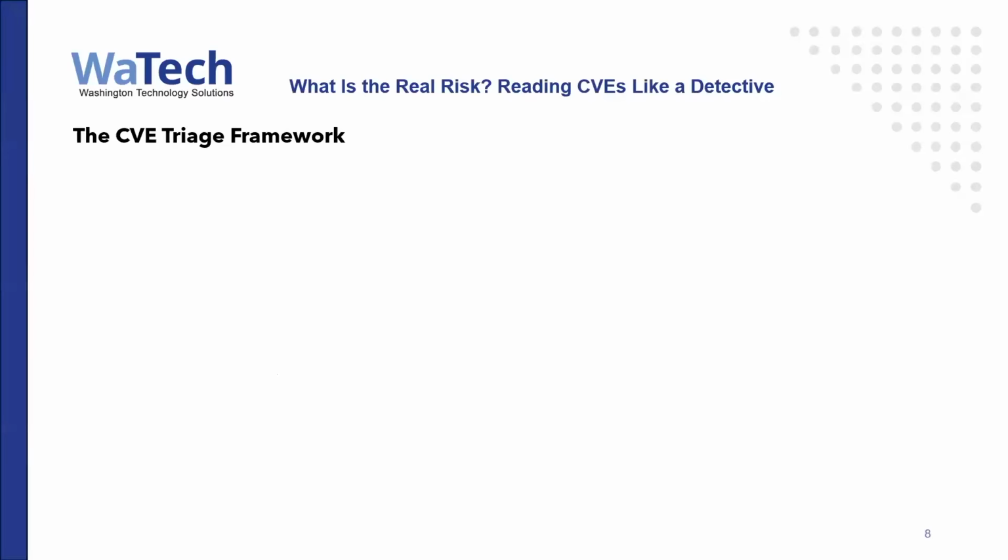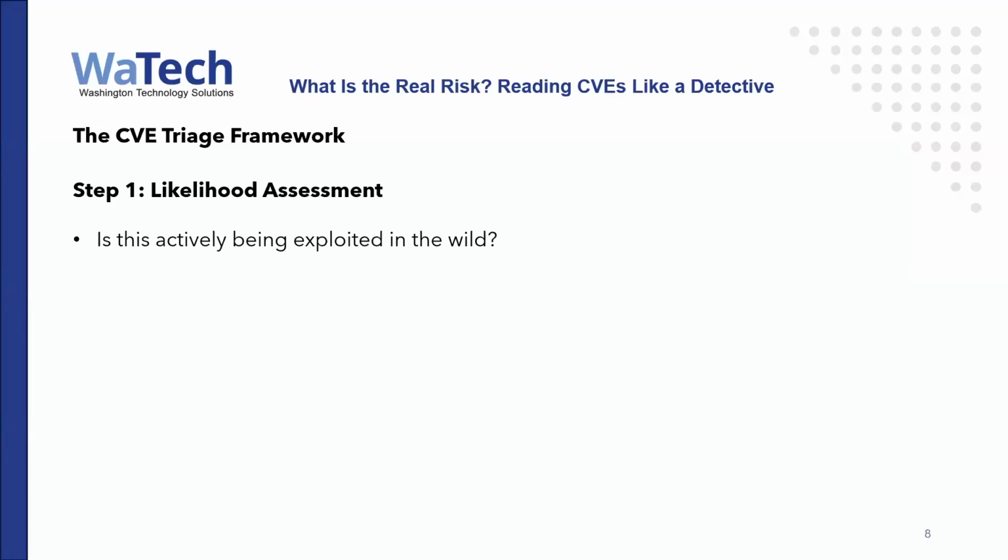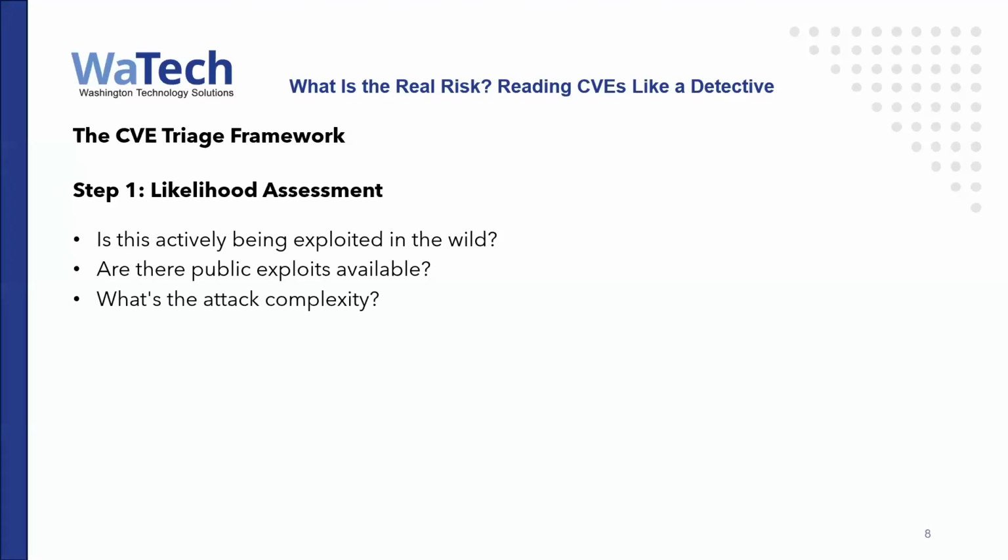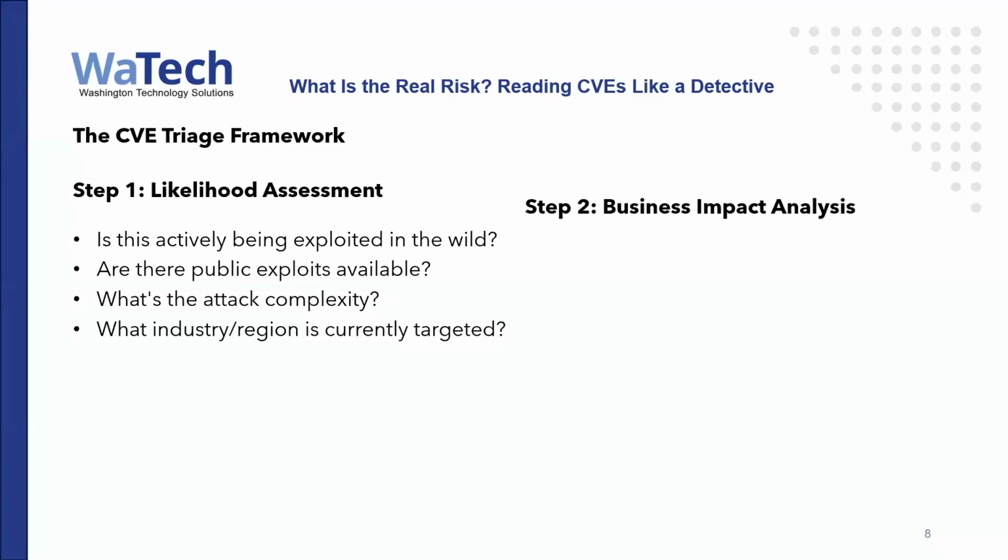You really need that context. And so how do you look at these CVEs and vulnerability scores, kind of like a detective? I like to use this framework. So what is the likelihood? Assessing the likelihood, has this been exploited in the wild is a big one. Are there public exploits available? What's the attack complexity? What industry is currently being targeted is also a really big one that's kind of underutilized. Are we actually in the striking path?